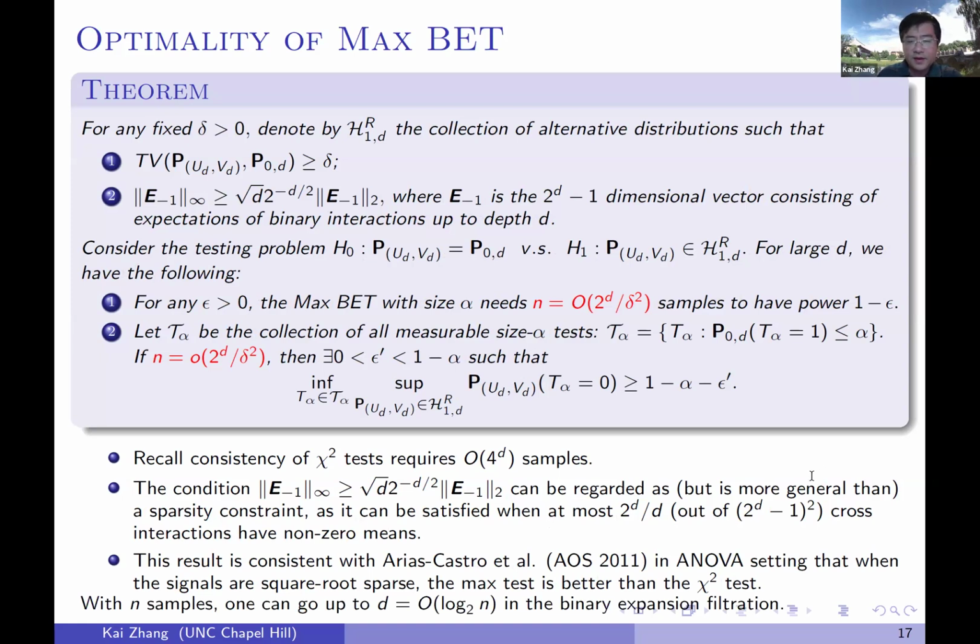Basically, this is useful in the sense that it tells us how many bits to consider when you have a certain amount of samples, right? Basically, this rate says d grows at most like log 2 of n, so if you have 128 samples, you don't want to look at more than 7 bits, right? So that's about the power.